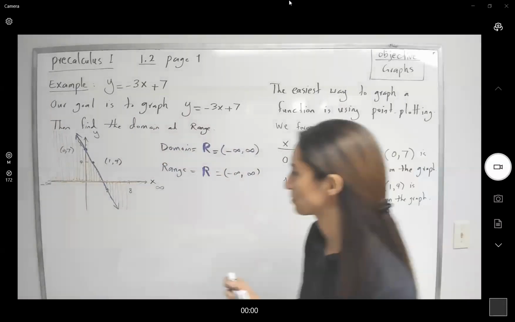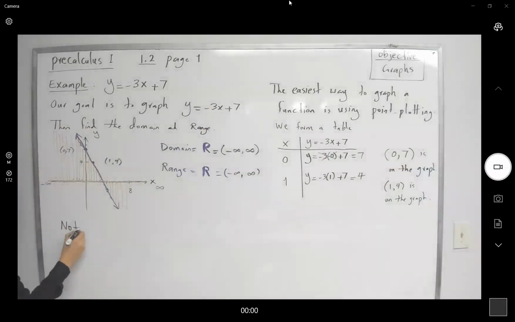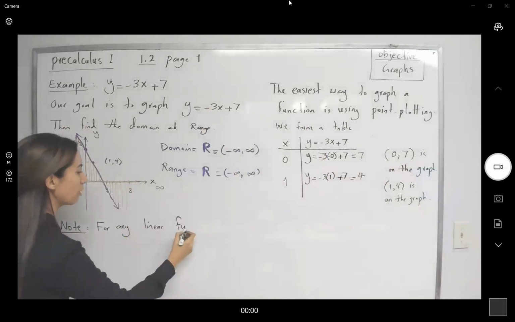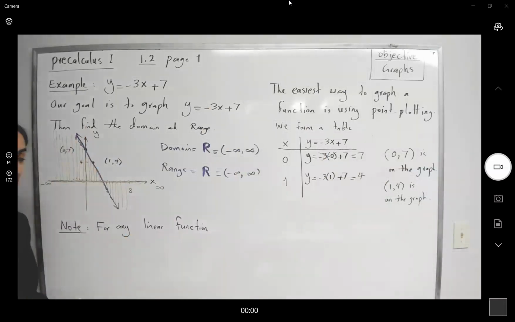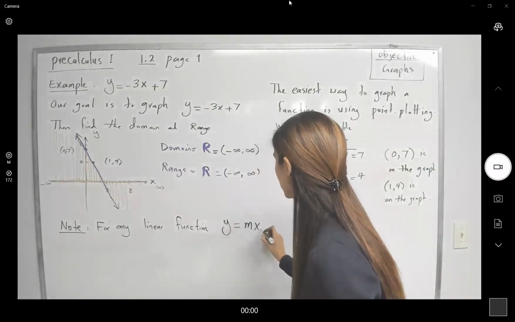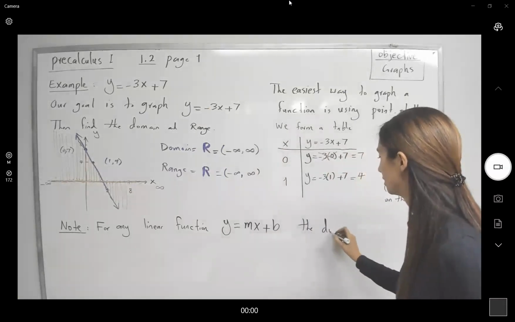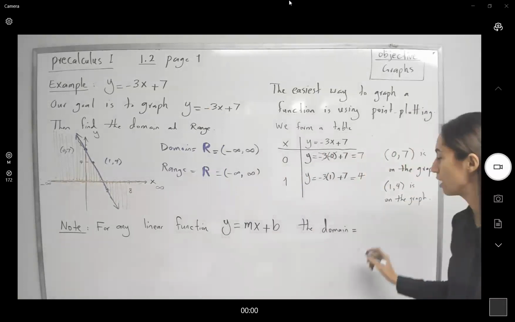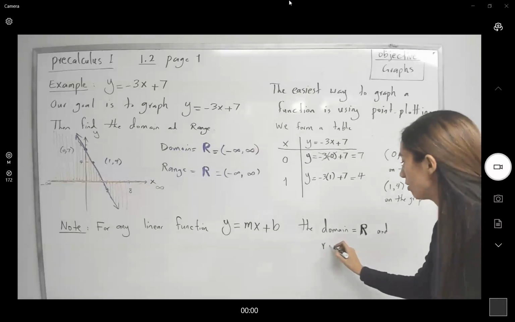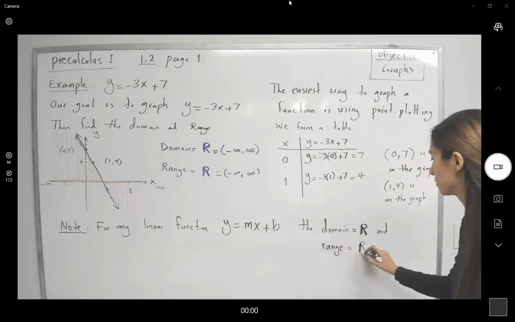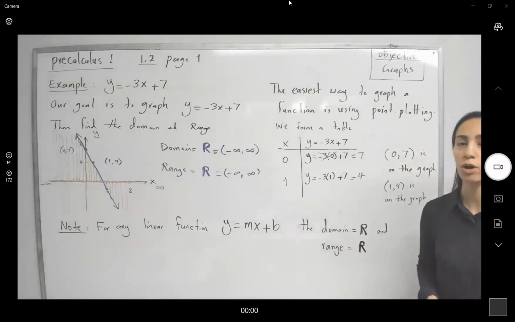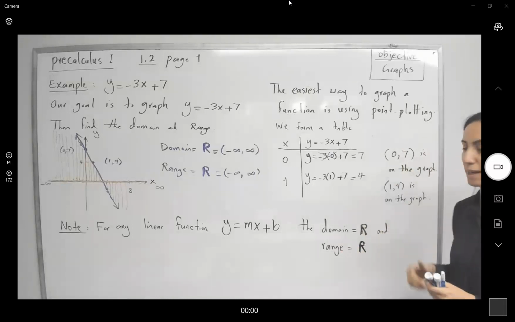So in general, note that for any linear function, it doesn't matter if it's increasing or decreasing, y equals mx plus b, the domain, if it's not restricted, is always R, bolded R, and the range also is R. So when you're talking about a linear function, the domain and range, if it's not restricted in the question, naturally you think about R and R.